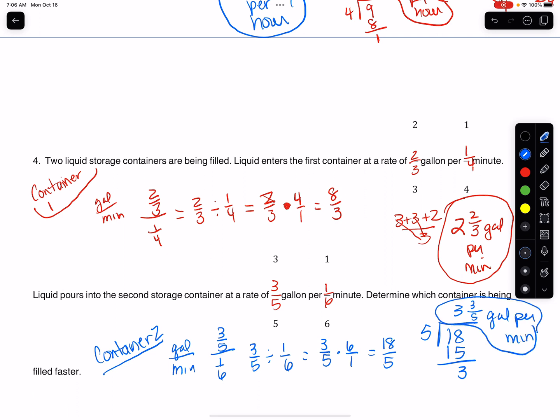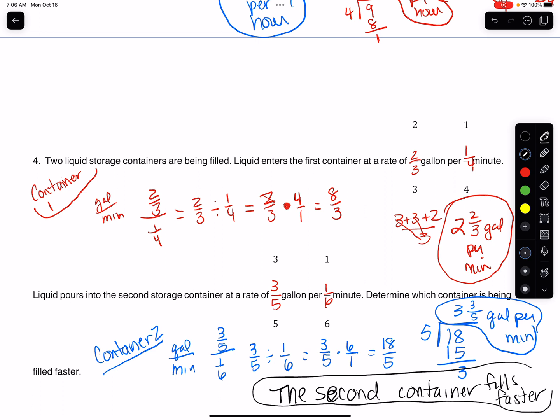Now the question is asking, determine which container is being filled faster. So it looks as if the 3 gallons is bigger, so I'm going to make sure that you can get the answer. It says the second container fills faster, because that number is greater than the other number. And that's all there is to it. I hope you did pretty good.